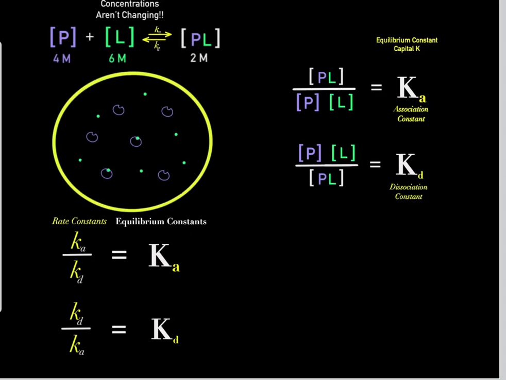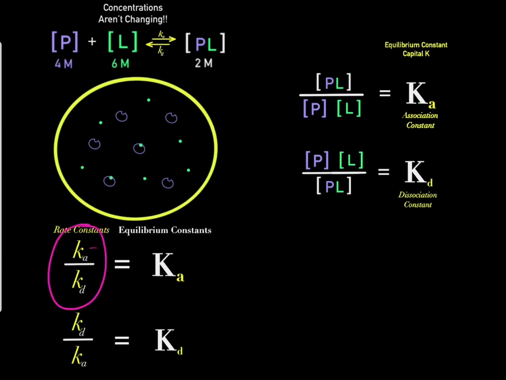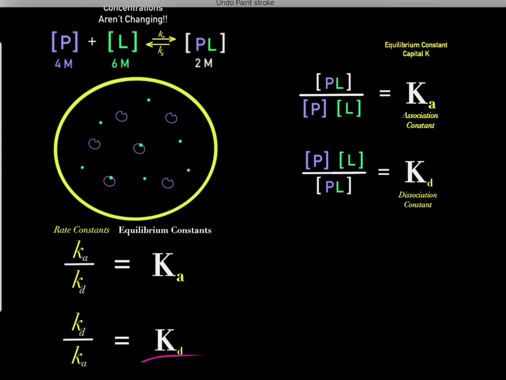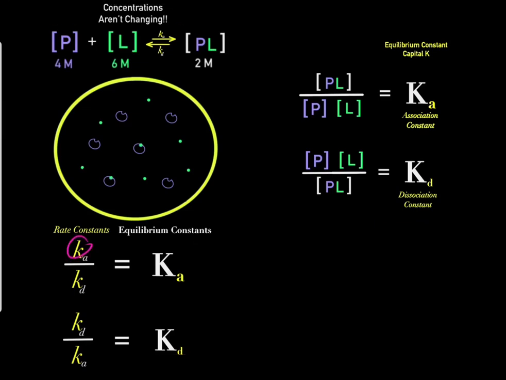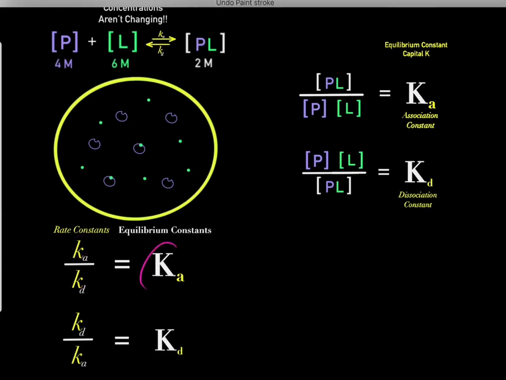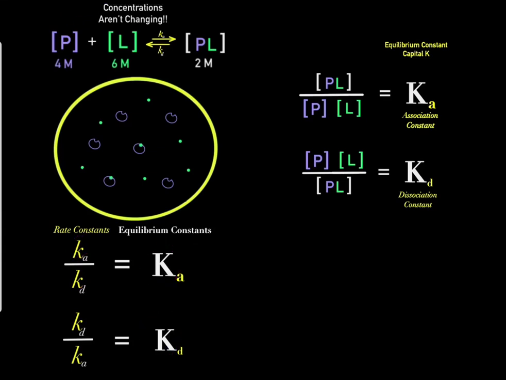Because again, these were all assumptions that are made once we reach equilibrium. But the point is, the ratio of these rate constants equals the association equilibrium constant, while the ratio of these rate constants equals the dissociation equilibrium constant. And keep in mind the difference between these lowercase rate constants and these uppercase equilibrium constants. These lowercase rate constants tell us about the rate of chemical reactions, while these uppercase equilibrium constants tell us about reactions at equilibrium. However, this relationship will be true.